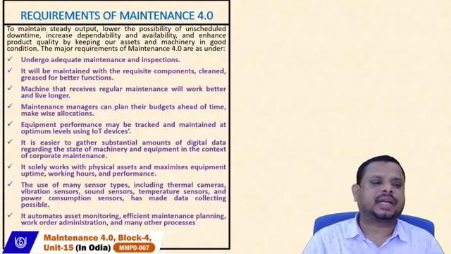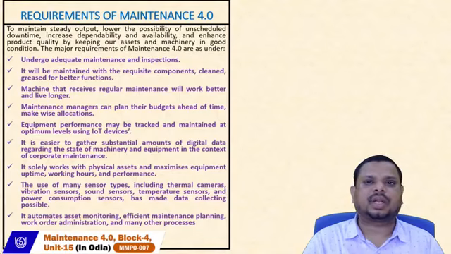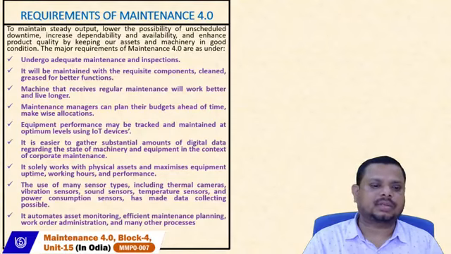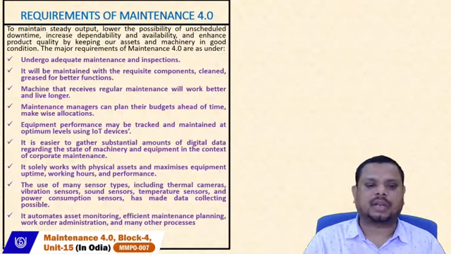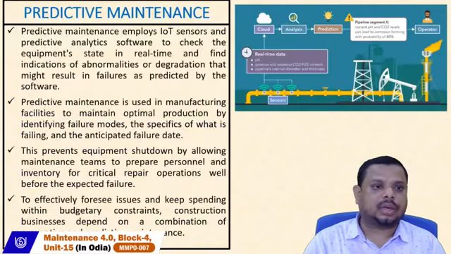Then go for digital data regarding the state of machinery and equipment in the context of corporate maintenance. Then solely work with the physical assets to maximize the equipment uptime, work hours, and performance. Then use of many sensors, for example, thermal, vibration, and temperature sensors. And the last one is to automate asset monitoring, efficient maintenance planning, work order administration, and many other processes, which are also included under maintenance 4.0. Moving to the next one.